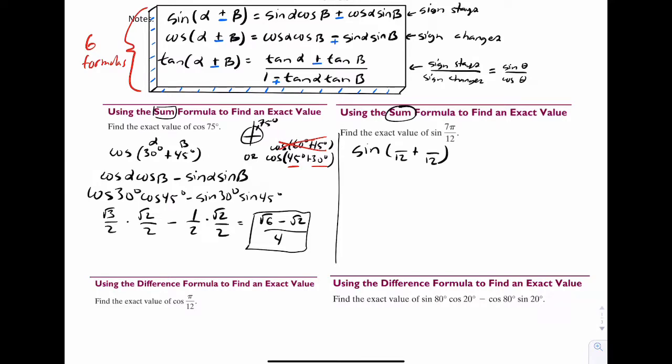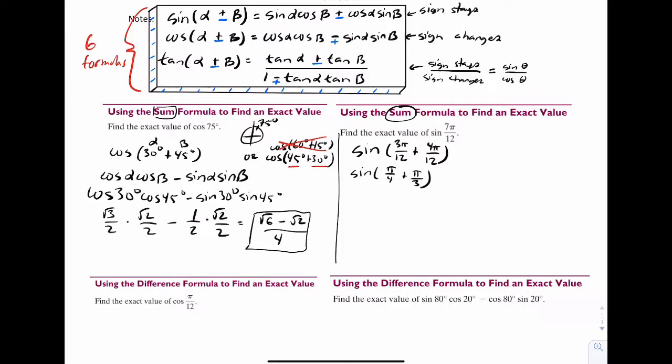So through some thinking, we're going to write 3 pi over 12 and 4 pi over 12, and that's because that's going to reduce to pi over 4 plus pi over 3. Now doing that part would just take some practice. You have to get good at working with fractions. And now we just do the formula.